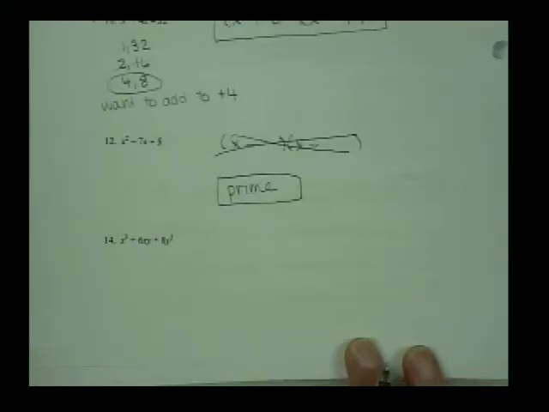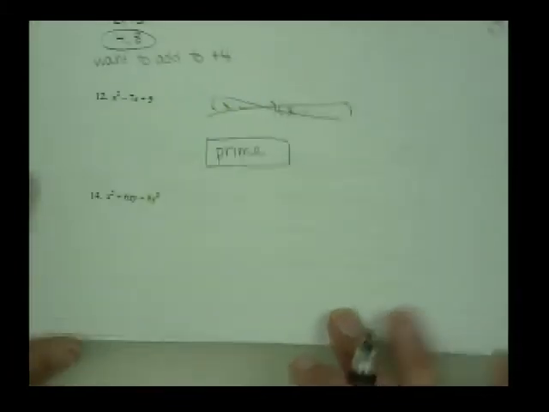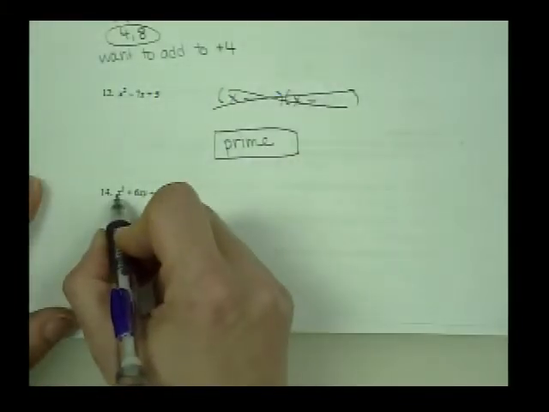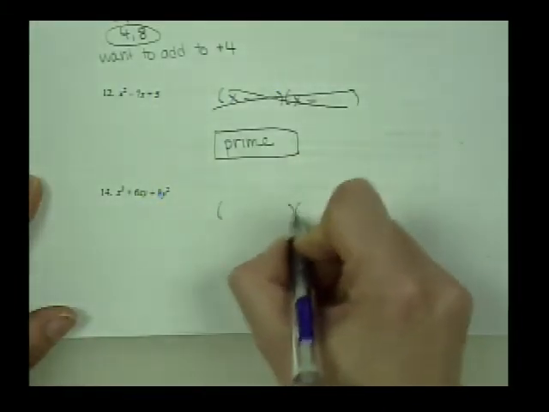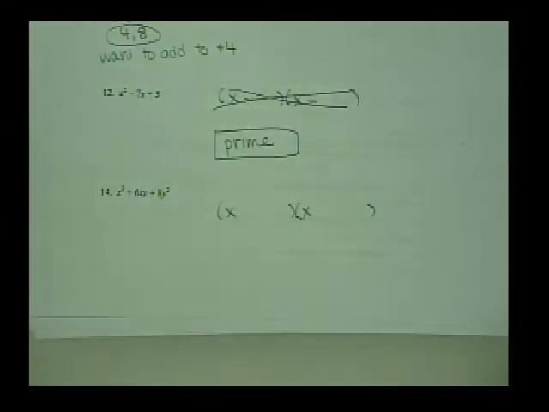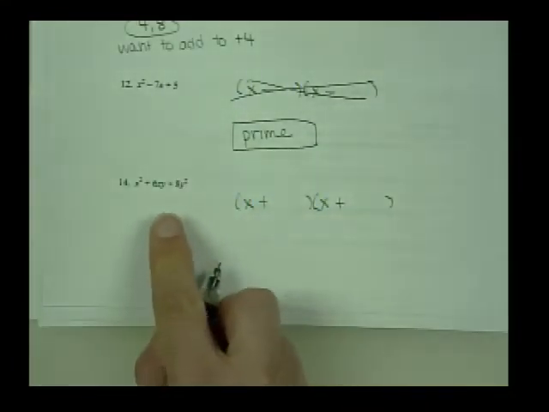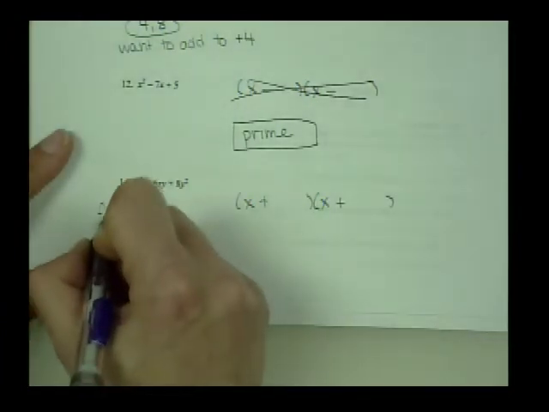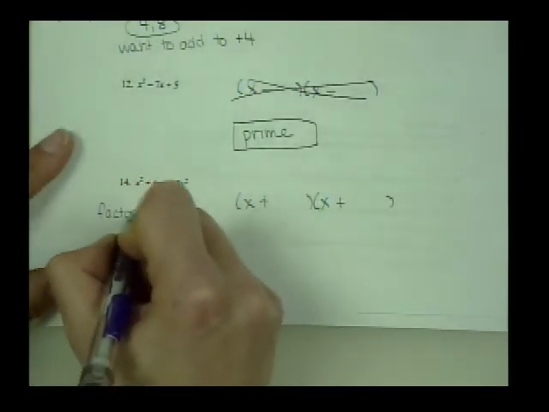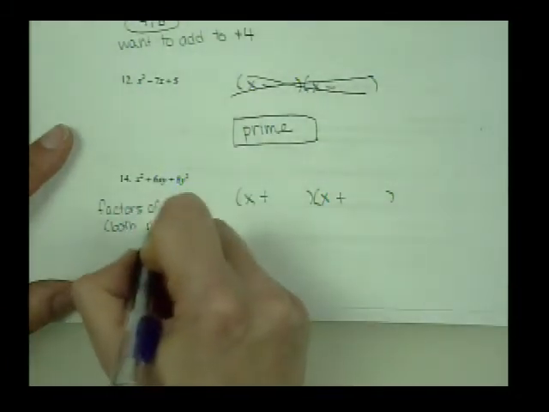Now 14, we have 2 different variables in there. We have x's and y's. But if I have to get x squared first, it's still got to be x and x. What are the signs going to be? Yeah, both plus, everything's positive. So if I first just focus on the numbers, we want factors of 8 that are both positive that add up to 6. 2 and 4, 4 and 2.